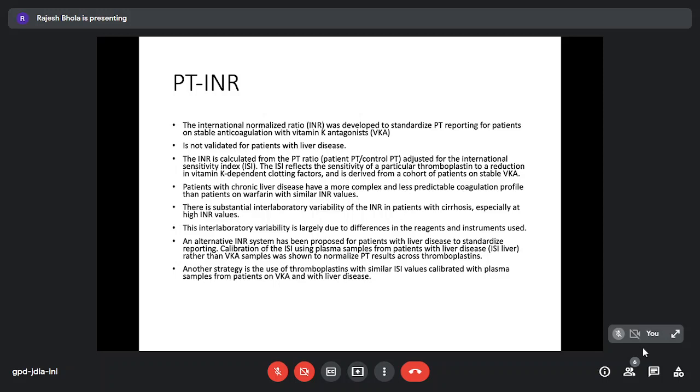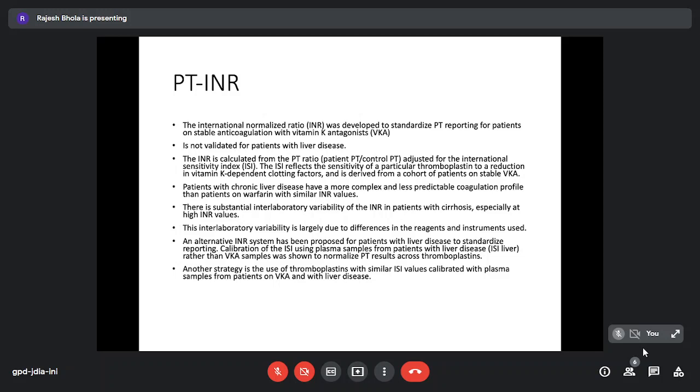But the problem is that this is not widely available. Lots of work needs to be done on this platform, that is ISI liver. Only when it comes into wide-scale laboratory use, maybe during that time we can predict, with PT INR liver, a bleeding risk.